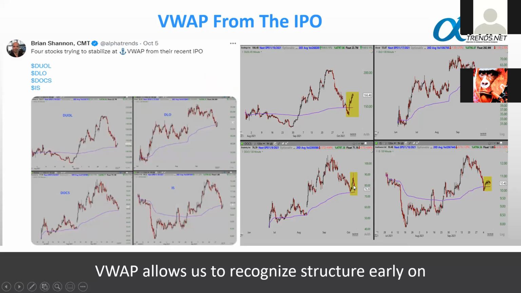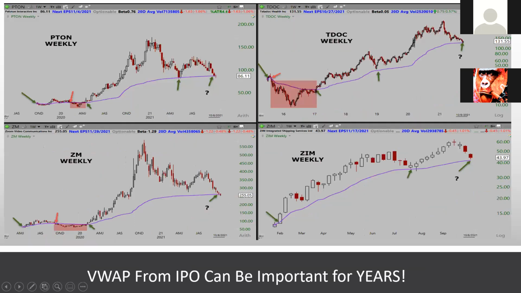Buyers gained control in DOCS, and it came right back down. So it kind of failed. I mean, there was a quick trade in there if you wanted it. What I ought to do is put a volume weighted average price off these peaks as well, but that wasn't the point I was trying to make. Here are four big ones that have been in the news.